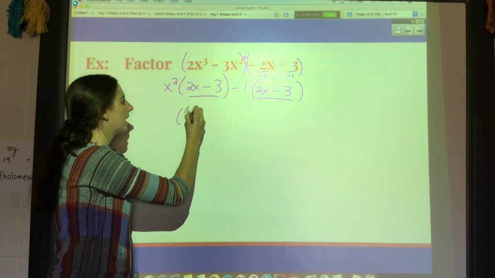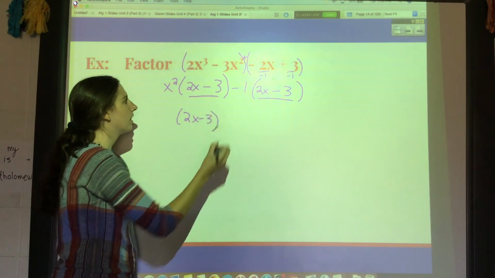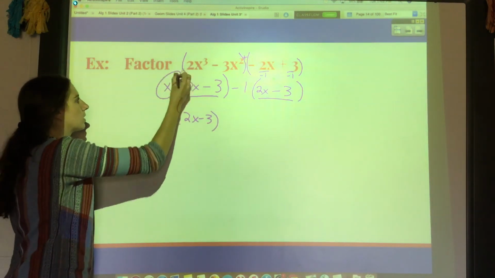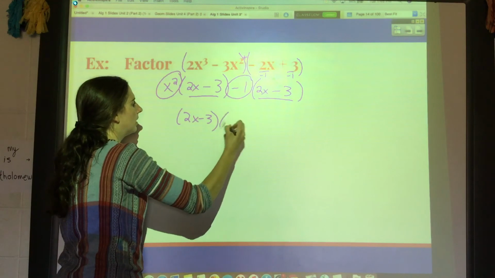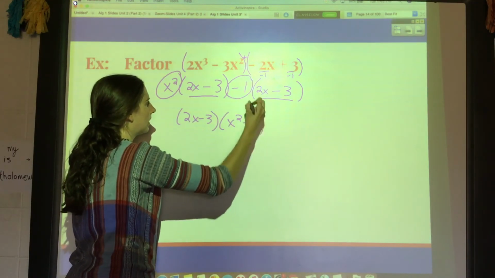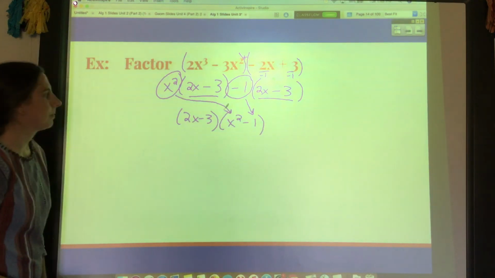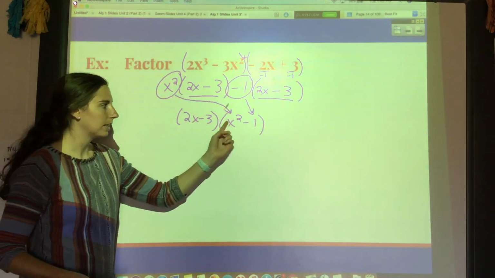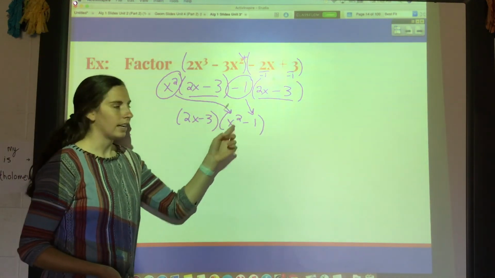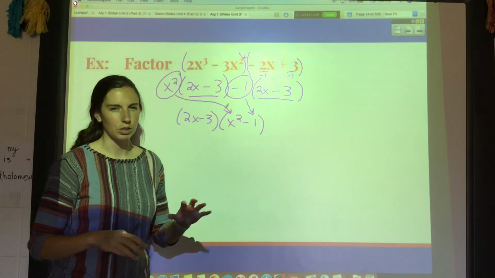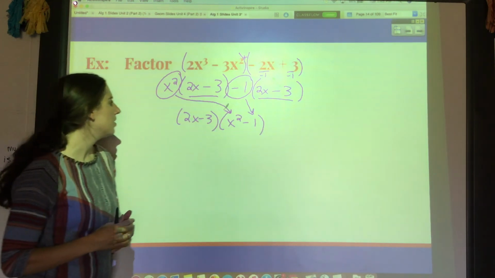That's one of my factors, 2x minus 3. The other comes from combining x squared and minus 1. That went there, this went here, and there we go. This is another one where this actually is the difference of squares. It keeps factoring, but we're not to the 2-term stuff yet, so I'm just going to leave it for now.